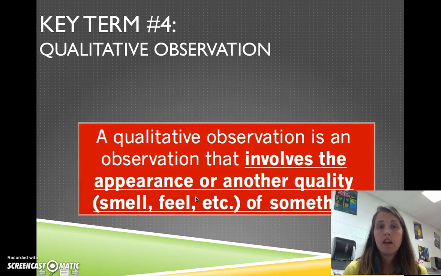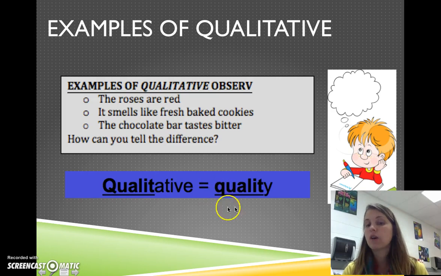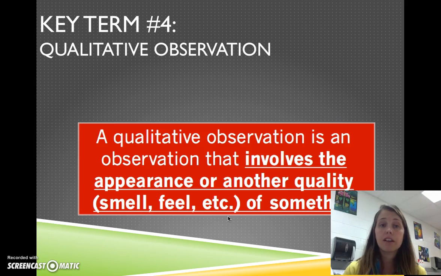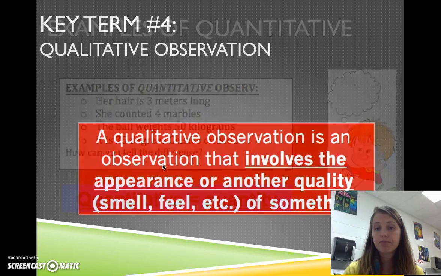They can also be qualitative. A qualitative observation is an observation that involves the appearance or another quality, like smell, feel, something like that. So a qualitative observation describes, it's not measurable. The roses are red, it smells like fresh baked cookies, the chocolate bar tastes bitter. So qualitative is the quality of something. So no numbers in qualitative. There's definitely numbers in quantitative. See all the numbers in the quantitative?